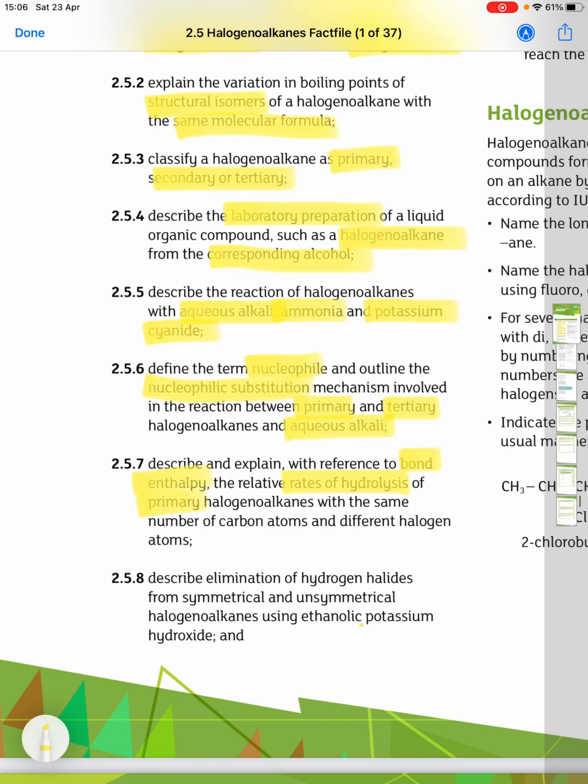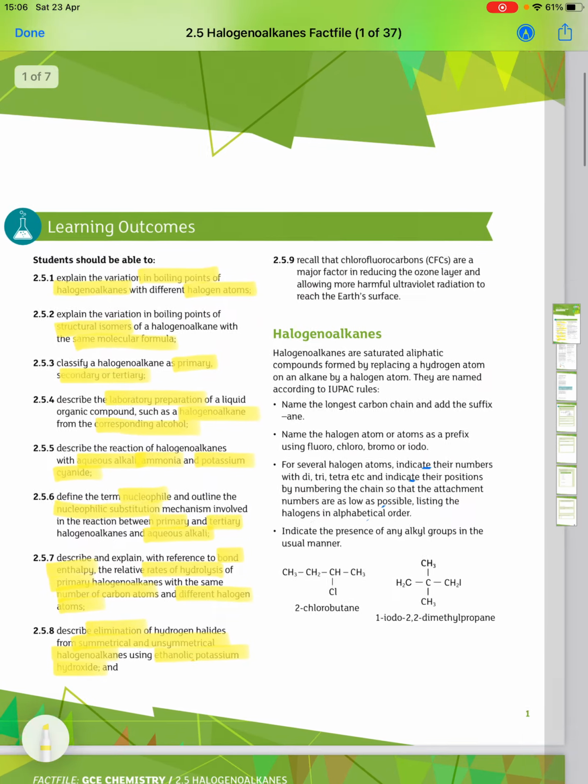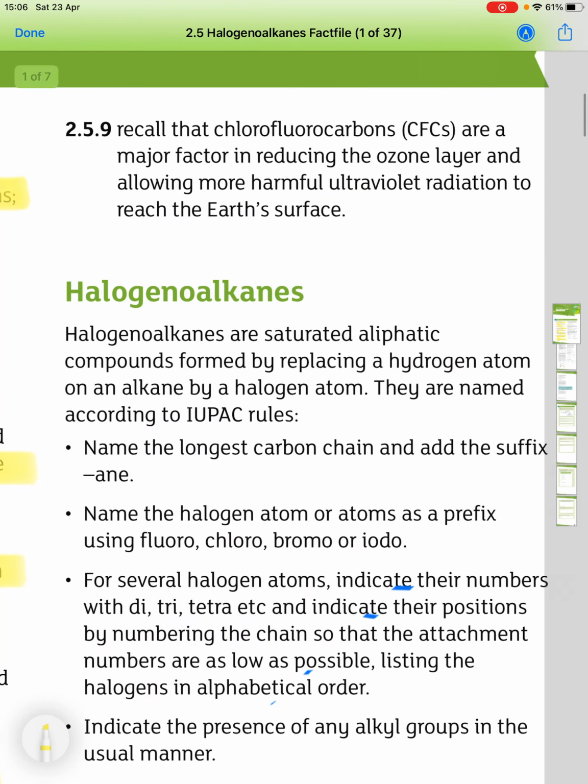of primary halogenoalkanes with the same number of carbon atoms and different halogen atoms, to describe the elimination of hydrogen halides from symmetrical and unsymmetrical halogenoalkanes using ethanolic potassium hydroxide, and recall that chlorofluorocarbons or CFCs are a major factor in reducing the ozone layer and allowing harmful UV radiation to reach the Earth's surface.